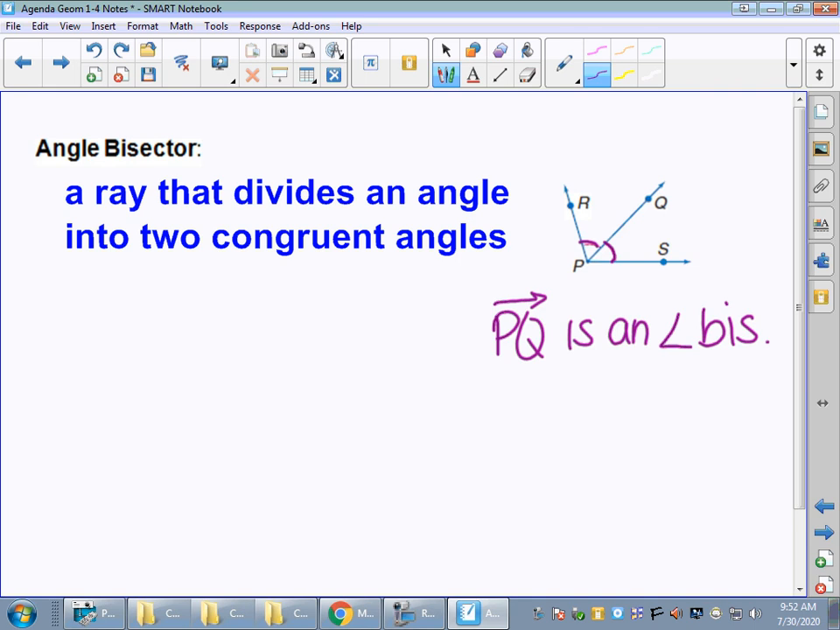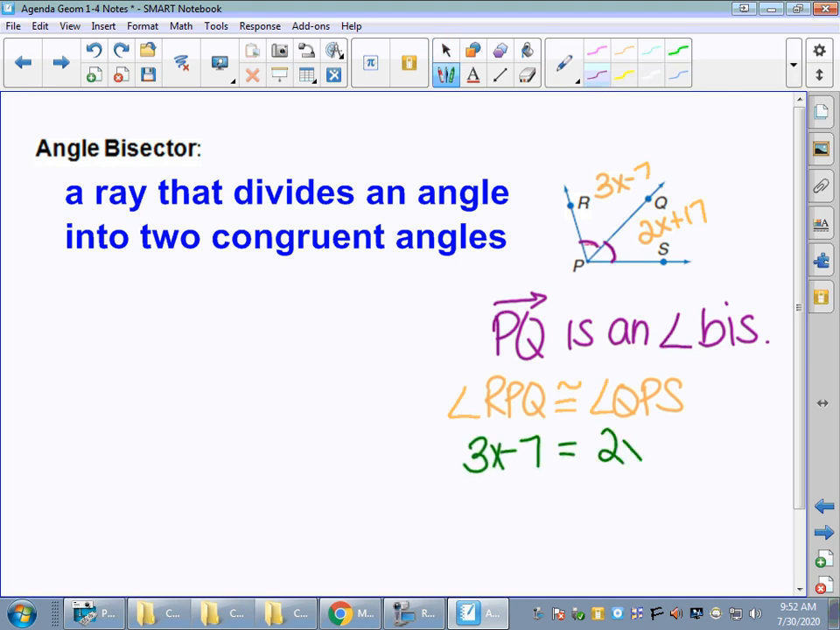And I can see a math problem coming along because I might say something like, oh, well, angle RPQ is 3x minus 7. And angle QPS is 2x plus 17. Solve for x. Well, if we know that an angle bisector creates two congruent angles, we'd be able to say that angle RPQ is congruent to angle QPS. So we'd be able to substitute in 3x minus 7 and 2x plus 17.